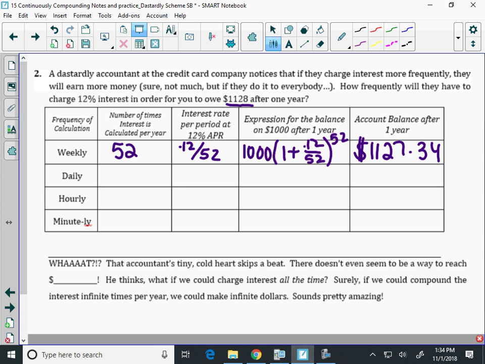Now, if I took interest daily, how much would that be? How many times a year? 365. Okay, what if you took interest hourly? How many hours are in a year? 8,760.